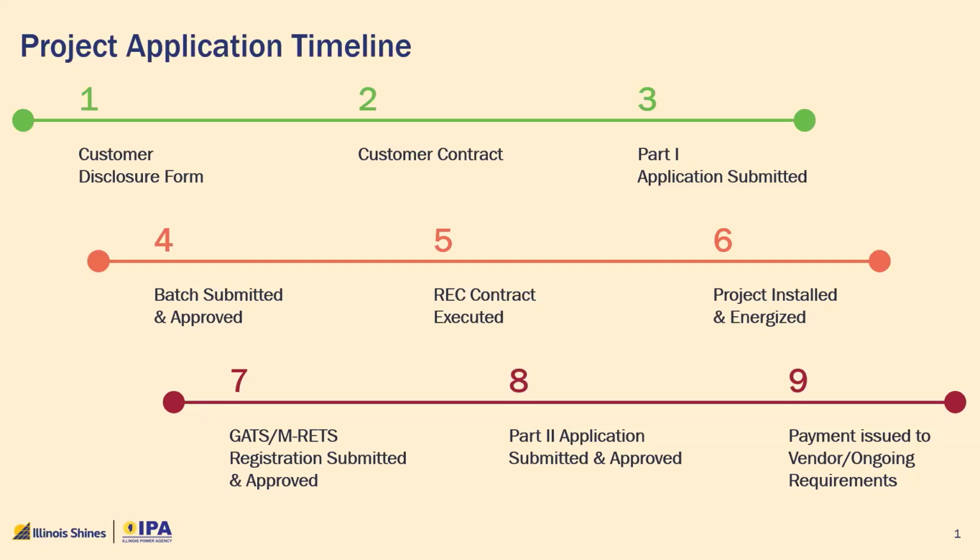This is an overview of the Illinois Shines project application timeline, including both Part 1 and Part 2 application submissions. The first step in the process is to complete and submit a disclosure form, then issue the customer contract, followed by submitting the Part 1 application. After that, you will submit a batch of projects, execute the REC contract, and then install and energize the project. Then you will register the system for GATS or MRETs, submit your Part 2 application, and complete any ongoing requirements.